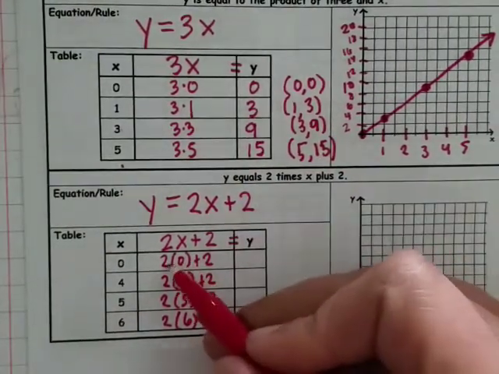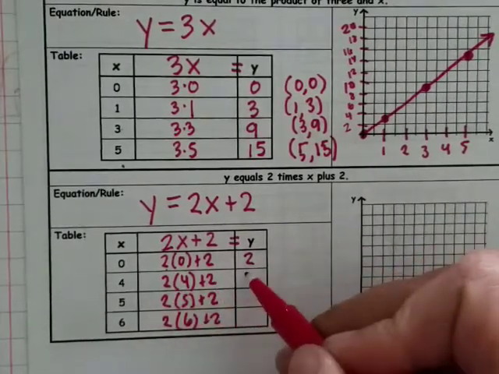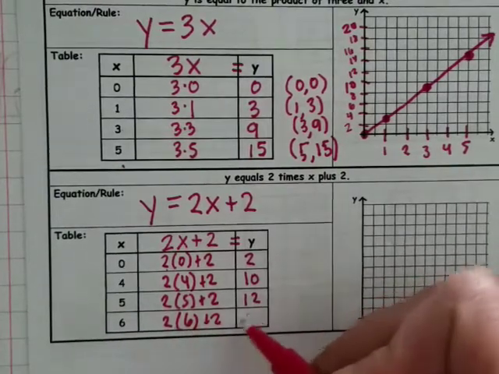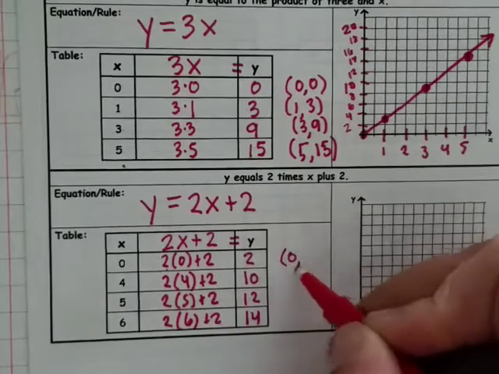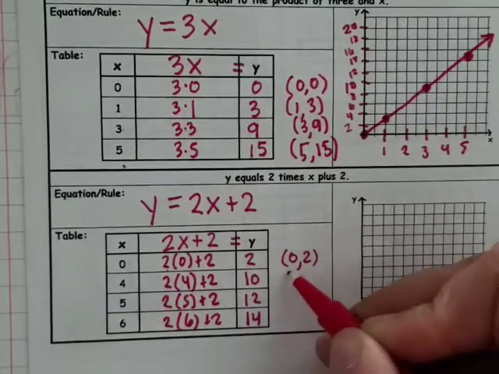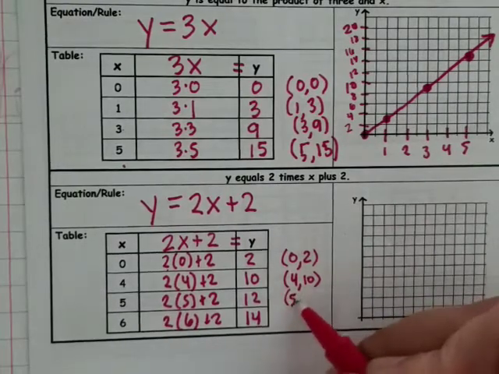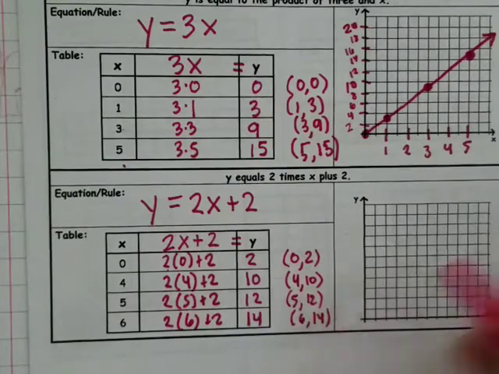All right, following order of operations, I'm going to multiply. That's 0 plus 2 is 2. That's 8 plus 2 is 10. That's 10 plus 2 is 12. And that's 12 plus 2 is 14. All right, now I'm going to make my ordered pairs: (0, 2), (4, 10), (5, 12), and (6, 14).